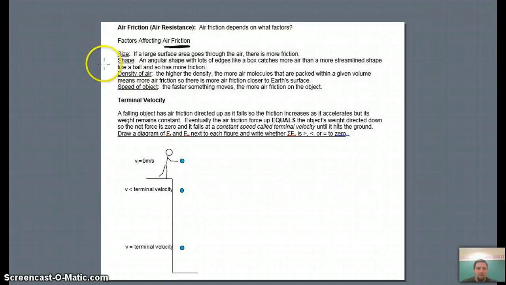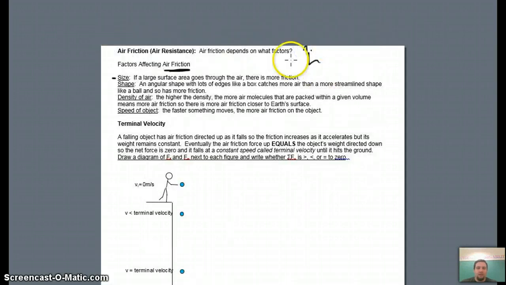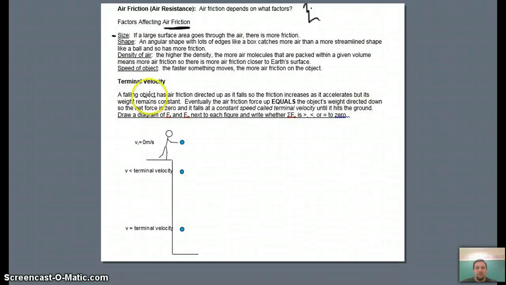So there are 4 factors that will determine the amount of air friction an object feels. First one is size. Think of 2 balls that are the same mass, one larger, one smaller. You can think of that larger ball running into more air molecules. What you've got to think about is the amount of air molecules that these objects are going to be running into as they fall. So larger objects will obviously hit more air molecules as they fall, and that will cause a greater resistance.